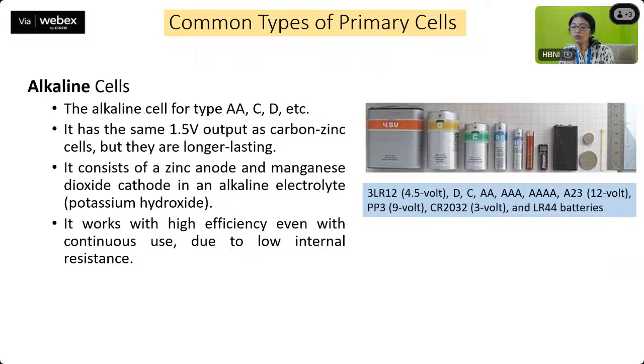Now over here, if you look into this picture which I have given, this basically shows you the different kinds of alkaline batteries which we have. Depending on their size and their look, we have these different names for them. You can have AA, AAA, type C, type D. You can have A23, which is a 12 volt one. Then you have PP3, which is a 9 volt one. You have CR2032, a 3 volt small cylindrical battery, and you have LR44 batteries. So these are the different names of the different batteries which are available in the market.